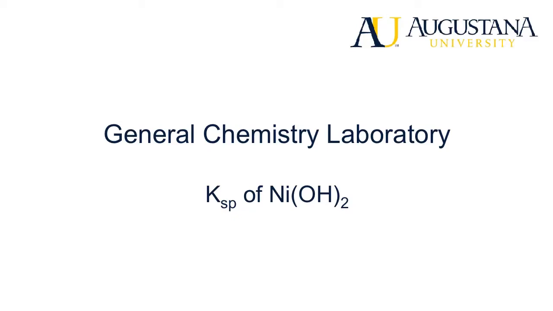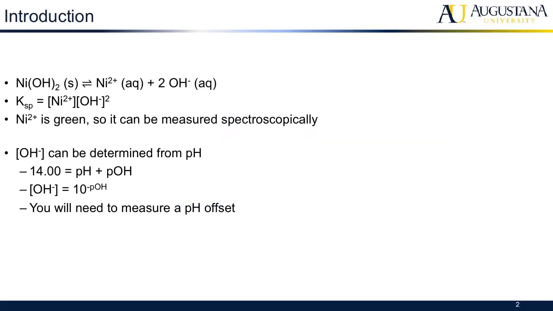This is the pre-lab lecture for the KSP of nickel hydroxide lab that's done in general chemistry. In this lab, you're going to investigate a precipitation reaction. Specifically, you're going to investigate when nickel 2 plus reacts with hydroxide to form solid nickel 2 hydroxide.